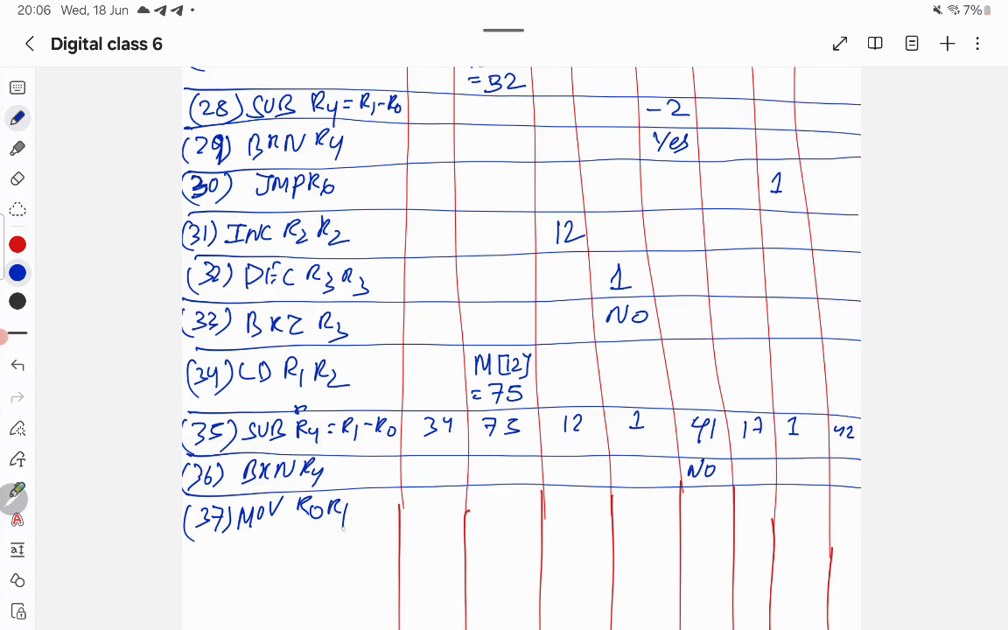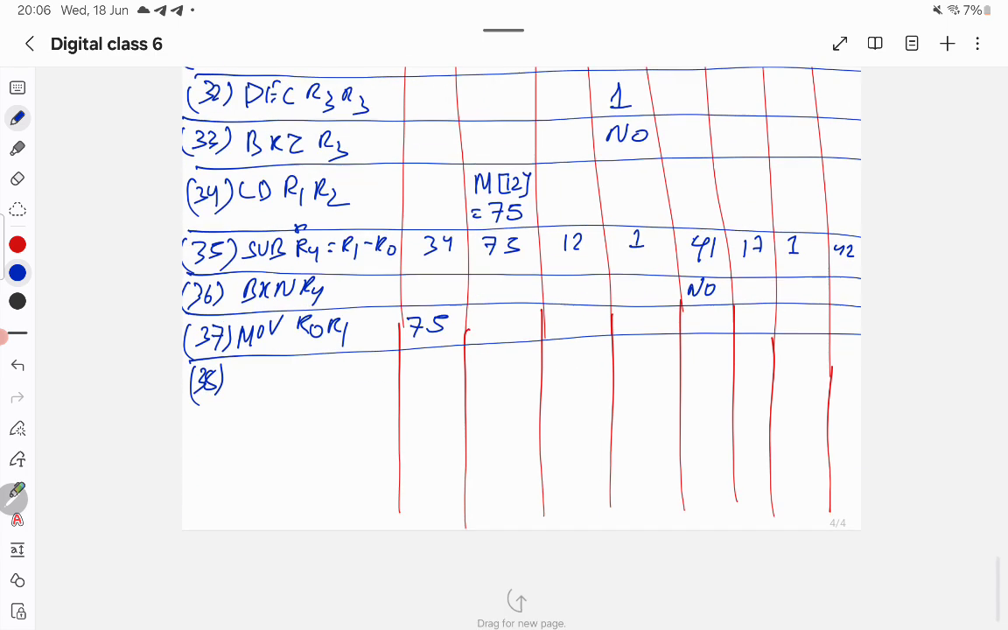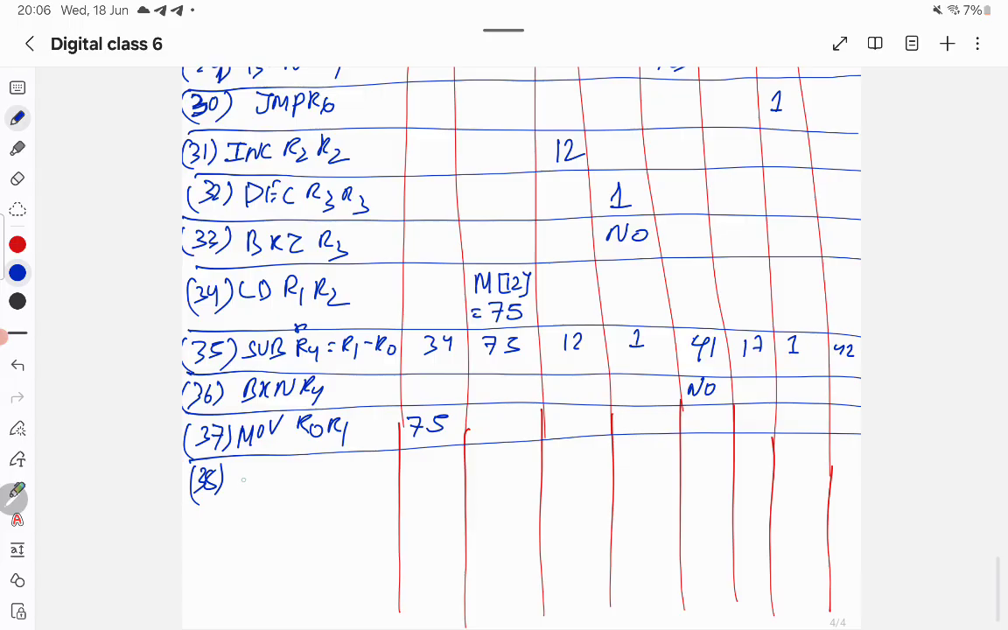So MOV R0 R1. Move the value of R1 to R0. So what is R1 here? 75. So R0 will be 75. Okay. Then 38. Tell me the next instruction. Jump. JMP R6.